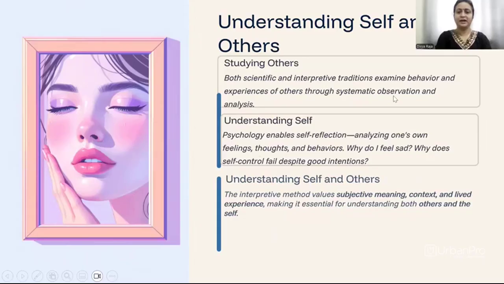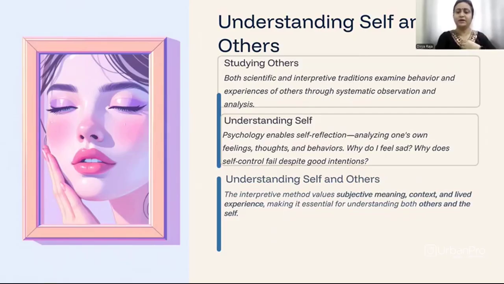Today I'll be talking about the nature of psychological data. So, psychology helps us in understanding others as well as in understanding ourselves. So, both the scientific and interpretative methods will help us to examine human behavior and experience through systematic observation and analysis. Because we know that psychology helps us to understand ourselves, to know why am I feeling sad.